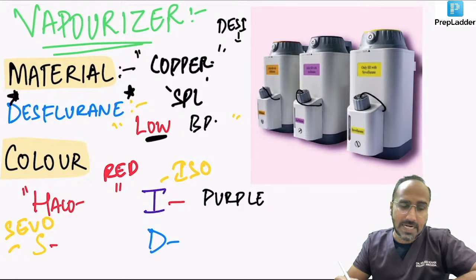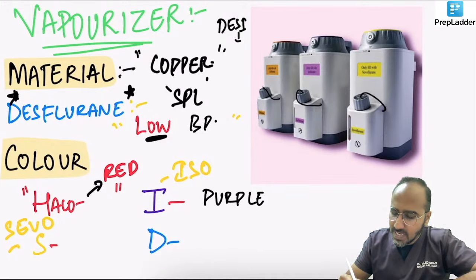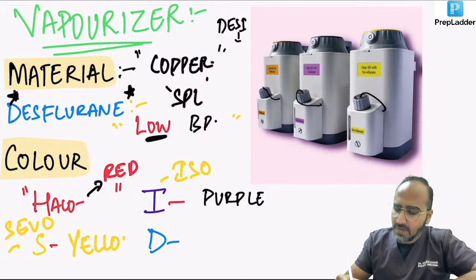Halothane is fiery red. Remember guys, hellfire. Halo means hell. Hellfire is fiery red in color. Halothane is stored in a red color vaporizer. ISO is stored in a purple vaporizer. Sevo, I have already told you, Sevo is sevaiya, so it is stored in a yellow color vaporizer.